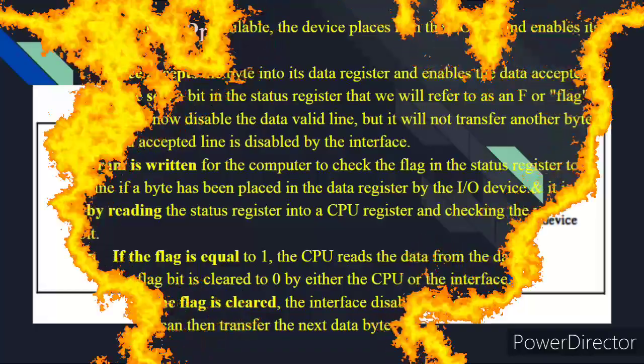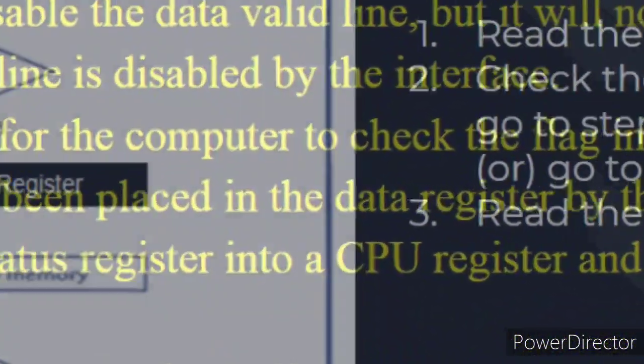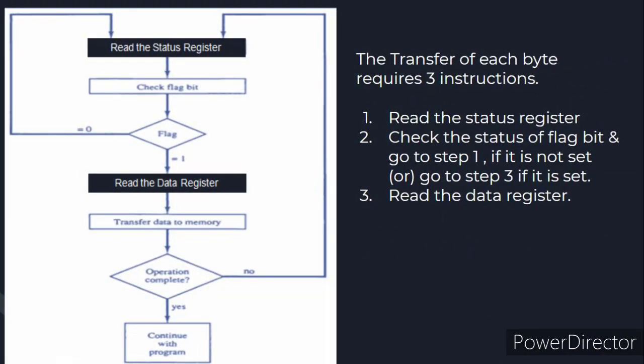A program is written for the computer to check the flag in the status register to determine if a byte has been placed in the data register by the I/O device. This is done by reading the status register into a CPU register and checking the value of the flag bit. If the flag bit is equal to 1, the CPU reads the data from the data register and the flag bit is cleared to 0 by either the CPU or the interface. Once the flag is cleared, the interface disables the data accepted line and the device can transfer the next data byte.